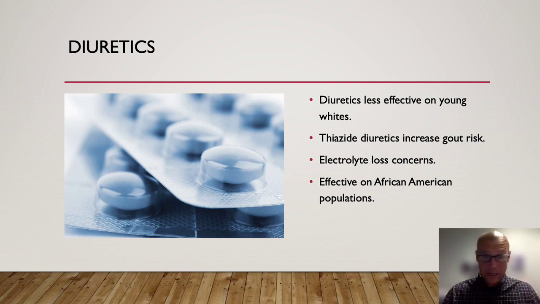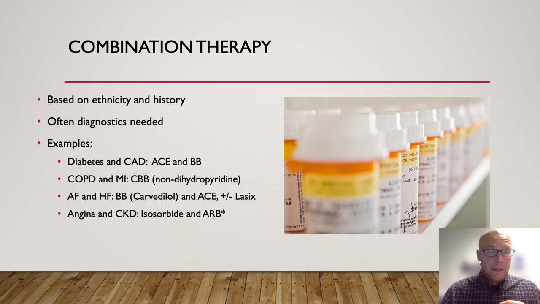Patients that are overweight, with poor diet and higher risk for gout, it's necessarily not a good one to choose. Always worry about electrolyte losses. But like I was saying, diuretics are effective in African American populations. So combination therapy with all of these things is something to always think about. Like we were saying earlier, it should be based on their ethnicity and their history, so racial backgrounds, and also their chronic history: diabetes, chronic kidney disease, heart disease, all those kinds of other things.